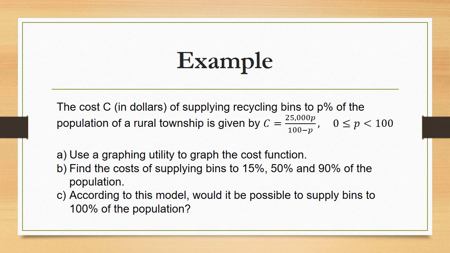All right, so what you're going to do with this is graph the cost function, again, just graph C equals 25,000 P over 100 minus P. You're going to find the cost of supplying bins to 15, 50, and 90% of the population. There are several ways you can do that. You can do it by looking at the graph, by finding those values on the table for X, or by straight putting them into the problem and solving. And then according to this model, would it be possible to supply bins to 100% of the population? Okay, pause the recording, give this a try, and resume to check your answer.